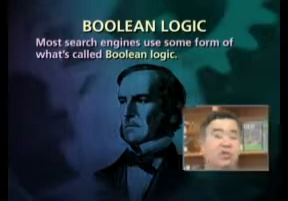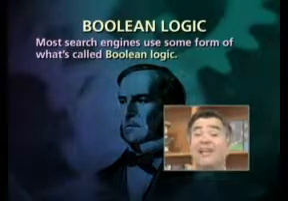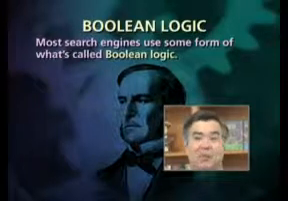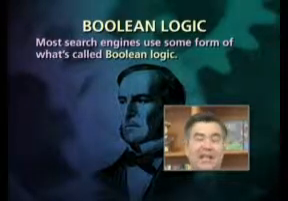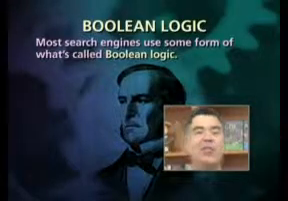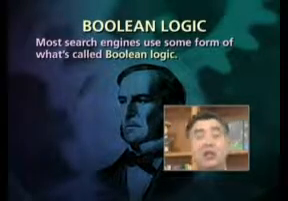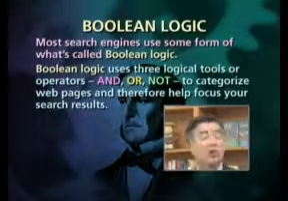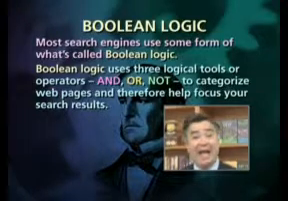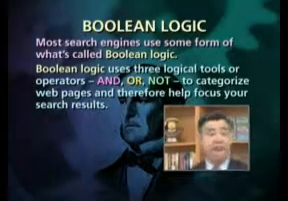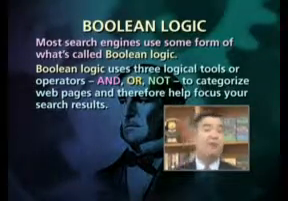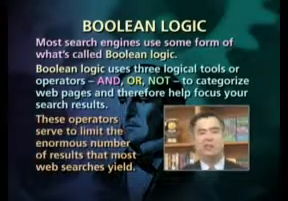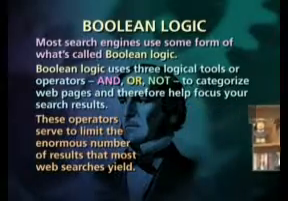Most search engines use some form of what's called Boolean logic. It's named after George Boole, who was a self-educated English mathematician of the 19th century. He laid out an algebraic system of logic in a book grandiosely titled The Laws of Thought. Boolean logic uses three tools or logical operators, and, or, and not, to categorize web pages and therefore help focus your search results. These operators serve to limit the enormous number of results that most web searches yield.